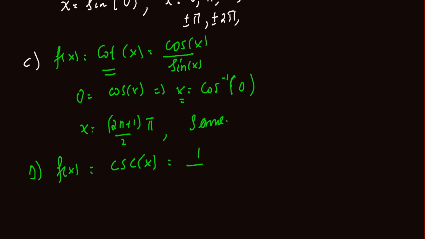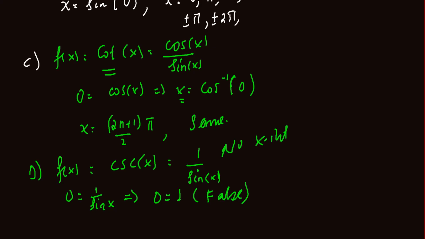Cosecant of x is equal to 1 over sin x. So if you solve for the x-intercept, 0 is equals to 1 over sin x. This implies 0 is equals to 1, multiplying both sides by sine, and this is a false statement. Therefore there is no x-intercept for the graph of y is equals to cosecant of x. So the answer is choice C. The graph given is the cotangent function graph.